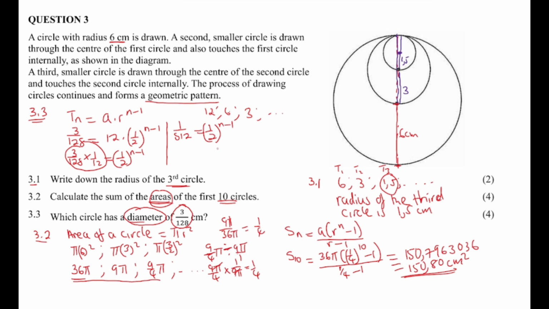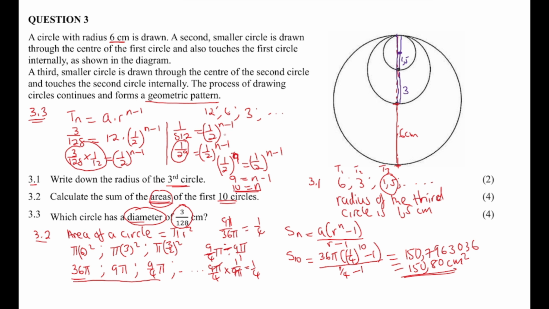There are two ways of doing this using our exponential equations. So we can say 512 is 2 to the power 9. So 1 over 2 to the power 9 is equal to 1 over 2 to the power n minus 1. Therefore, 9 is equal to n minus 1. Then add 1 on both sides of the equation. n is equal to 10. That's the answer there. So a circle with a diameter of 3 over 128 will be circle number 10.